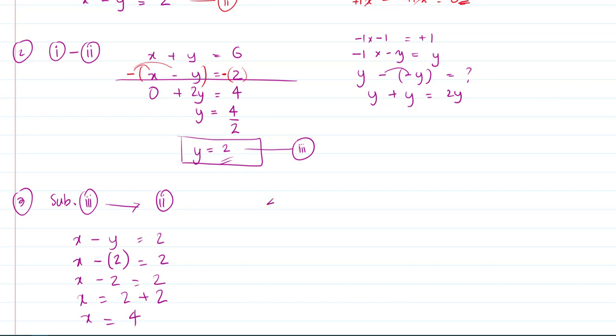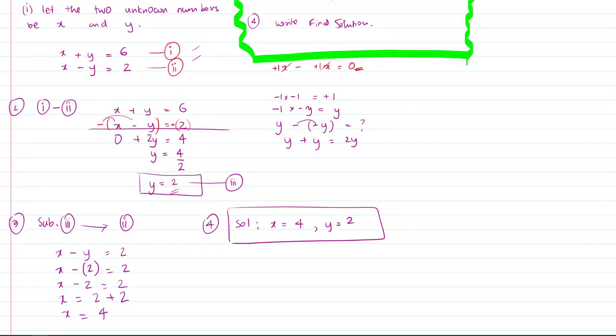Okay, and your final step is to write the solution in a box, just for the reader to know that you have compiled everything. So you have x is equal to 4 and your y is equal to 2.